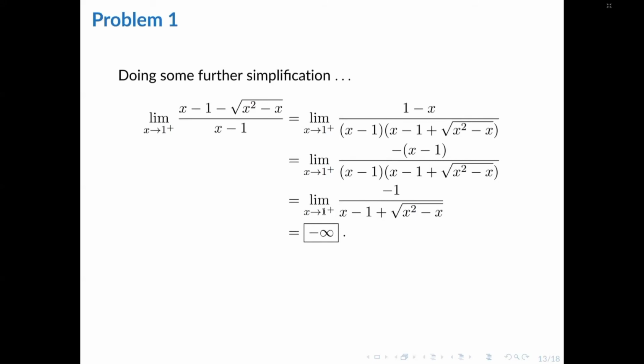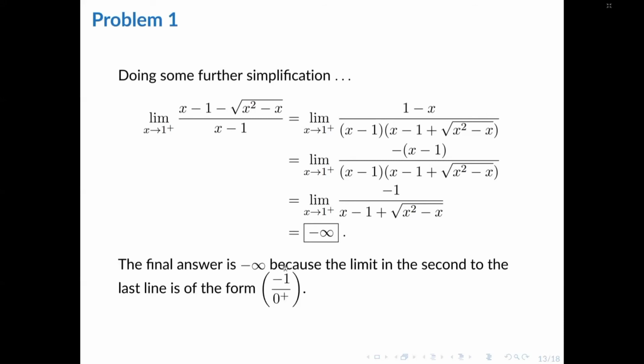So directly substituting 1 to the function, we get negative 1 all over 1 minus 1 plus the square root of 1 minus 1. But since x approaches 1 from the right, the resulting limit would be negative 1 all over 0 from the right. So since the numerator is negative, the limit of the function would be negative infinity. So the final answer is negative infinity because the limit in the second to the last line is of the form negative 1 all over 0 from the right.